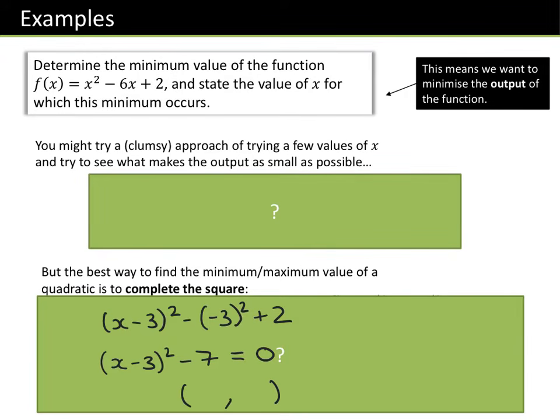Okay, so when we're finding our minimum value, what makes the bracket 0? 3. And then our y-coordinate is minus 7. When we're trying to solve for x, that's when we put it equal to 0. But we can find our minimum point by putting it in this way. And we're going to come to why it works in a moment.